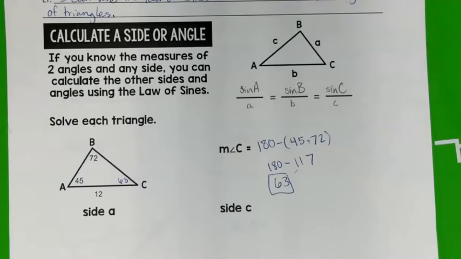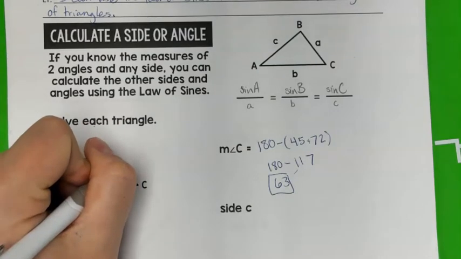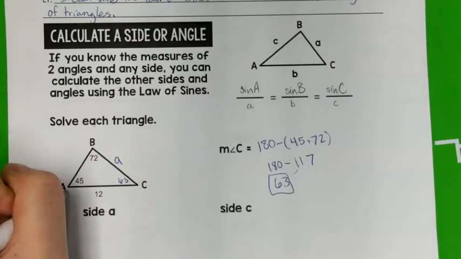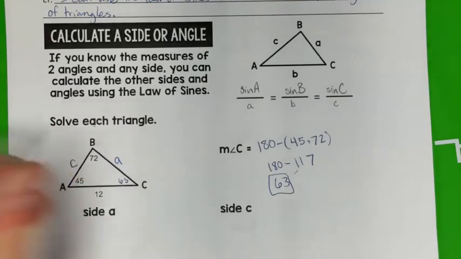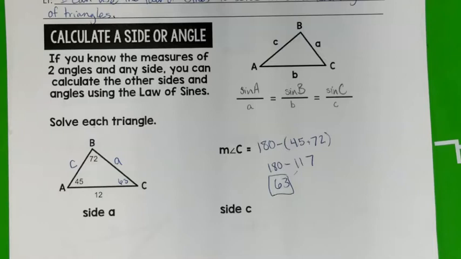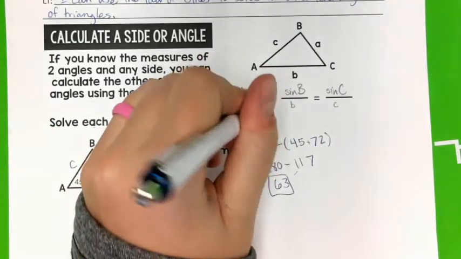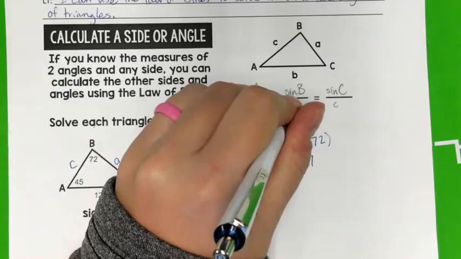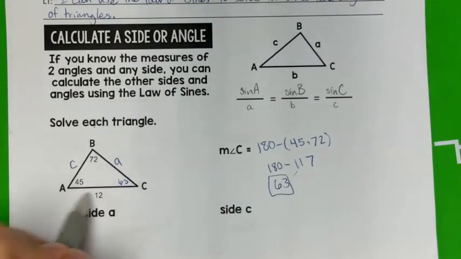Alright, now we want to find side A. First of all, we have to figure out what side A is. Side A is always going to be across from angle A. Side C will always be across from angle C. So we are going to use A and B up here because angle B we have and side B we have.